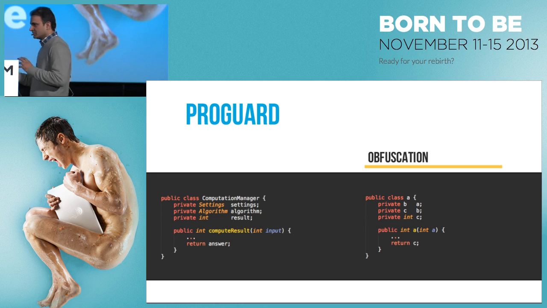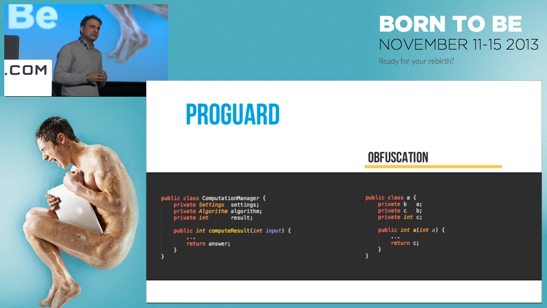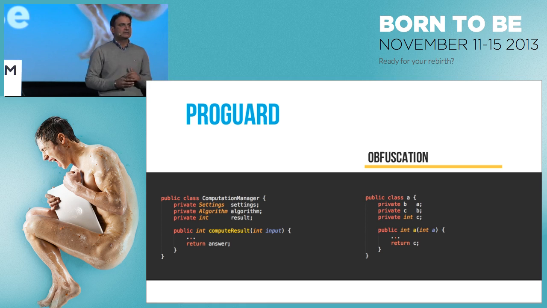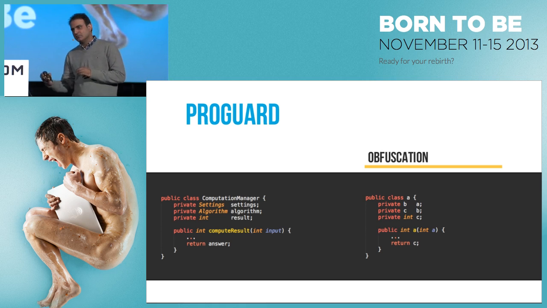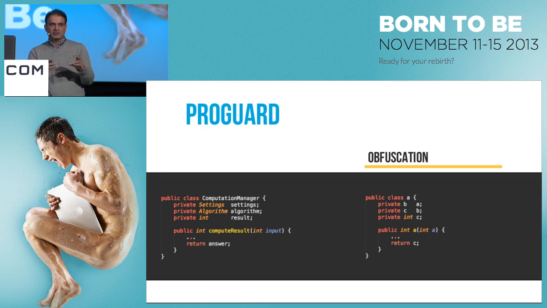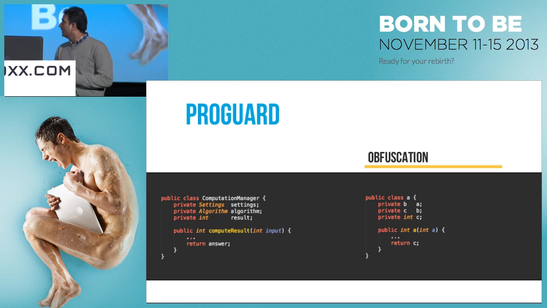And it also does the optimization, so it makes methods private if they're not accessed outside, or removes the parameters if they are not used. Because it plays with the bytecode, it can do all those magics, and ultimately, at the end of the cycle, you have a smaller APK which is obfuscated. And if somebody tries to reverse engineer, it will look something like this.